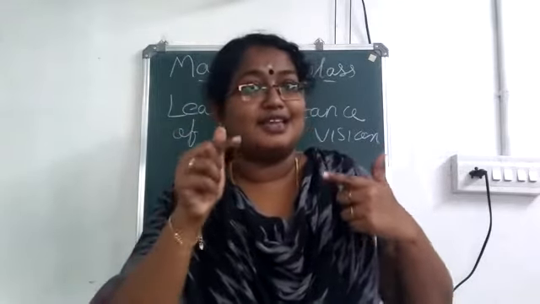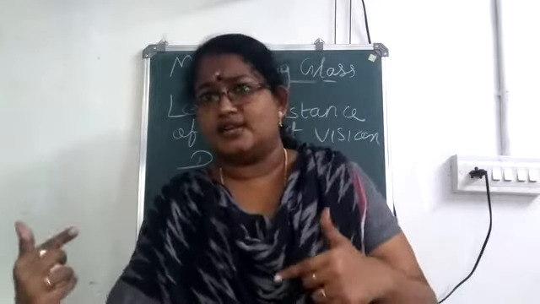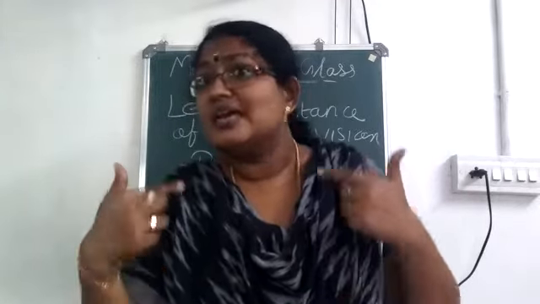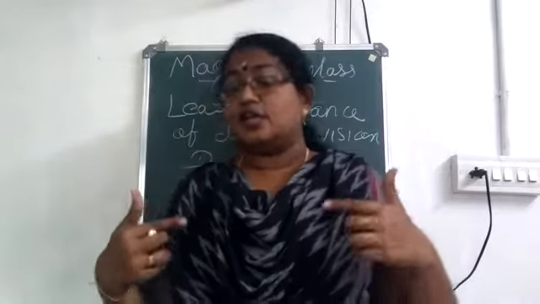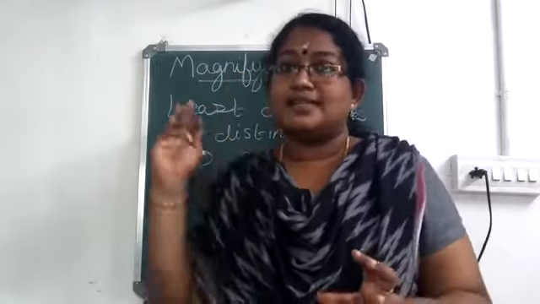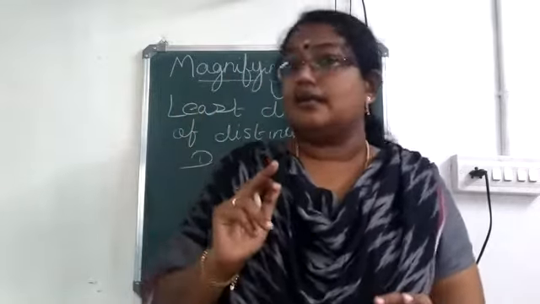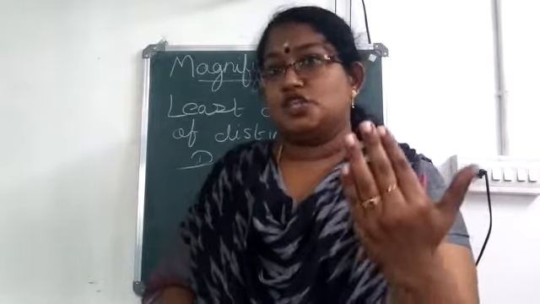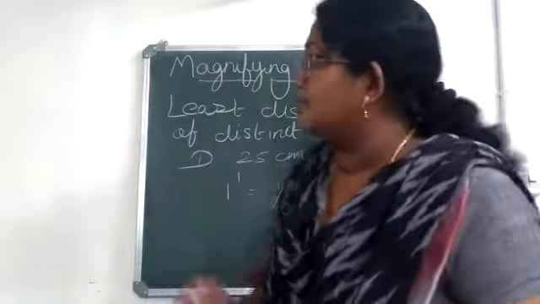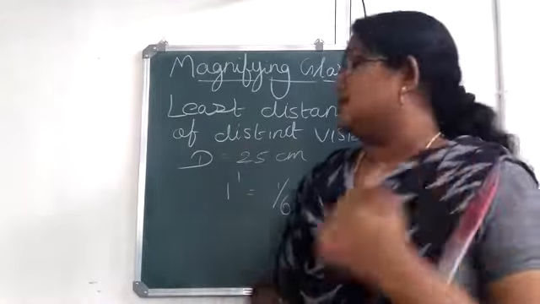That means we are getting the image on which side? On the same side of the lens. Object and image lie on the same side of the lens, isn't it? So the image will be formed at a distance of capital D, that is least distance of distinct vision from the lens. And this image will subtend an angle greater than 1 minute, and so it will be visible for us.